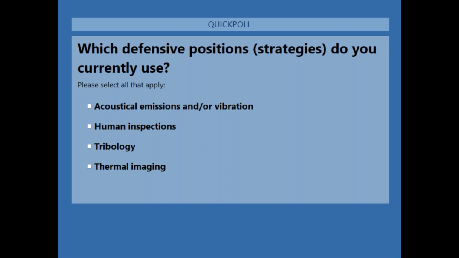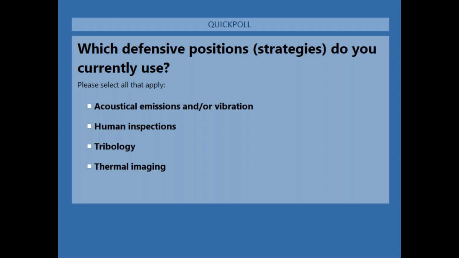Okay, so some of the defensive positions, what strategies do you currently use within your organization? You know, acoustical emissions or vibration, human inspections, oil analysis, thermal imaging. That's just a few, but which of those do you guys use?